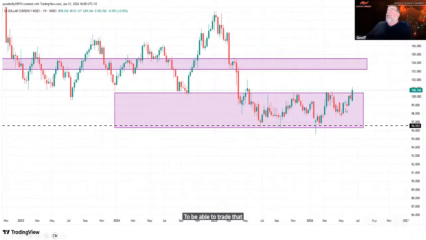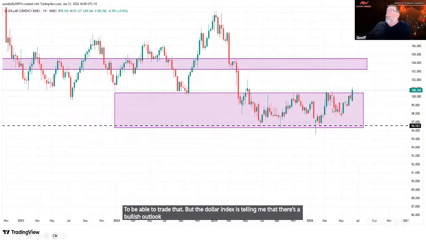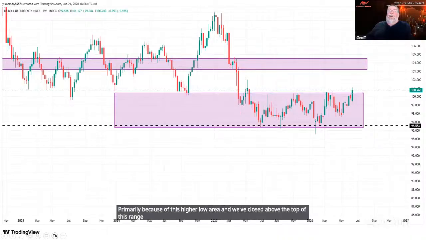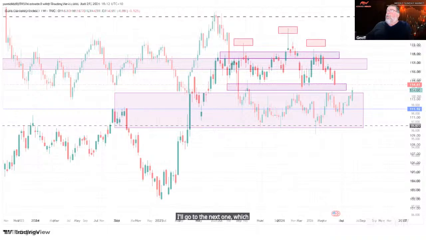But the dollar index is telling me that there's a bullish outlook, primarily because of this higher low area, and we've closed above the top of this range. I'll go to the next one, which I think will be the euro.